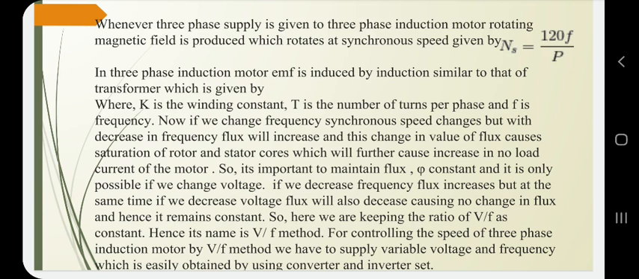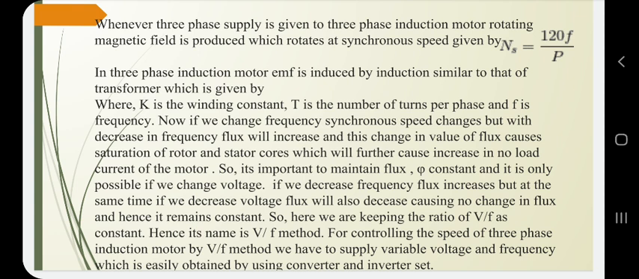Now if we change the frequency, the synchronous speed changes. But with a decrease in frequency, the flux will increase, and this change in the value of flux causes saturation of the rotor and stator cores, which further causes an increase in the no load current of the motor. So it is important to maintain the flux constant, and it is possible if we change the voltage.